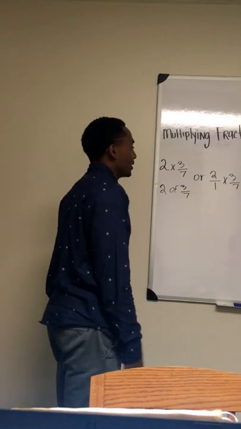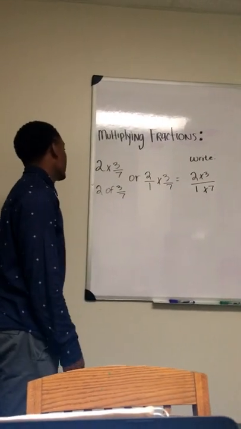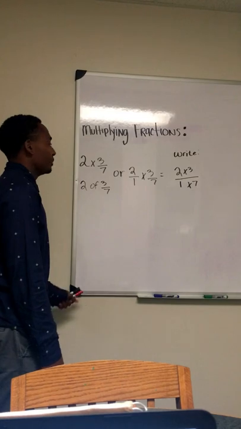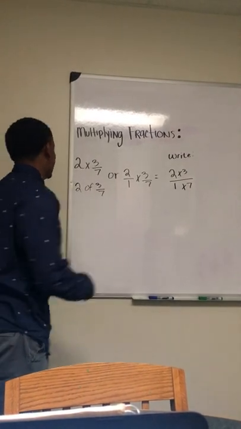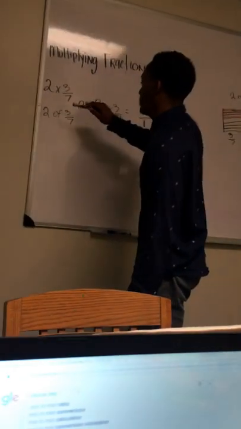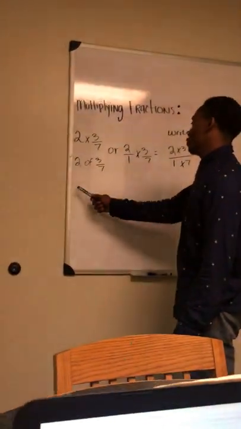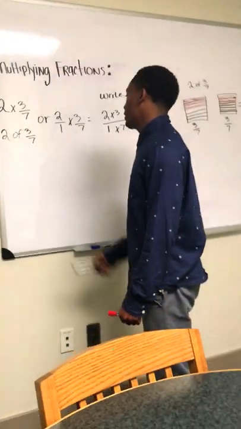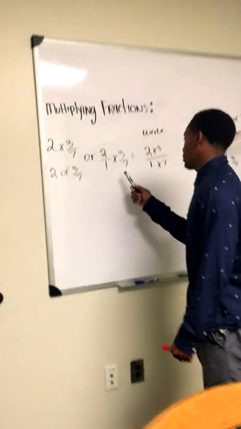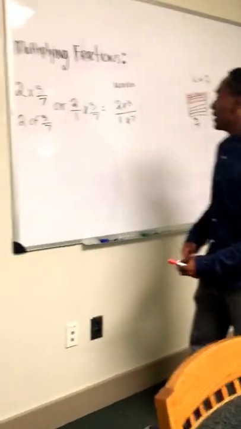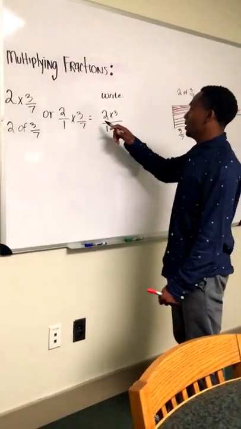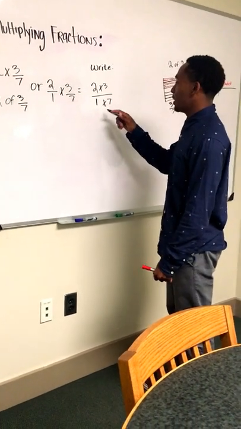Talk about multiplying fractions. And the first thing we want to show you is how to multiply a fraction with a whole number. And right now, we have 2 times 3 sevenths. And it's the same thing as saying 2 of 3 sevenths, or 2 over 1 times 3 sevenths. You would write that as 2 times 3 over 1 times 7.